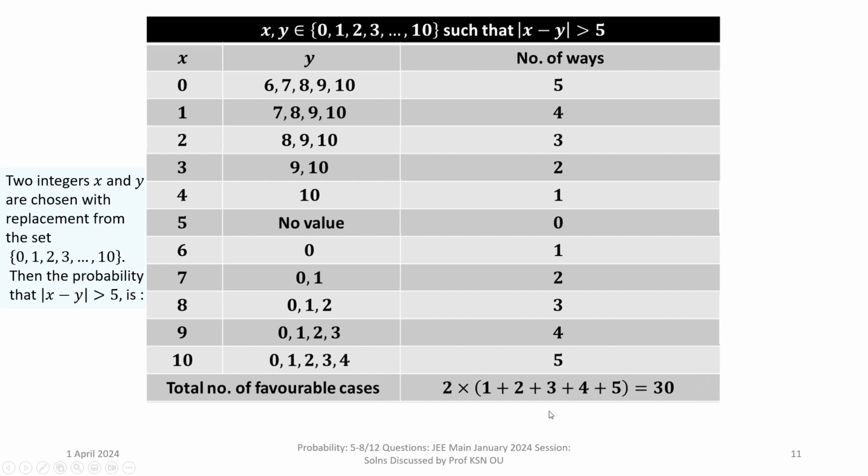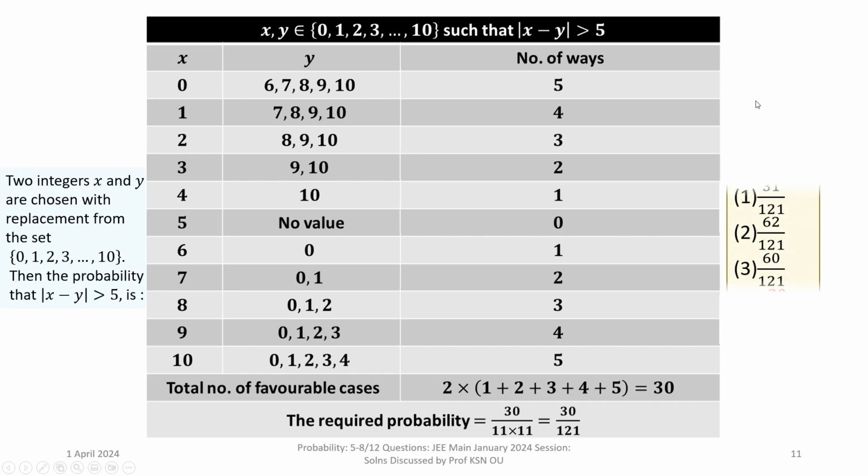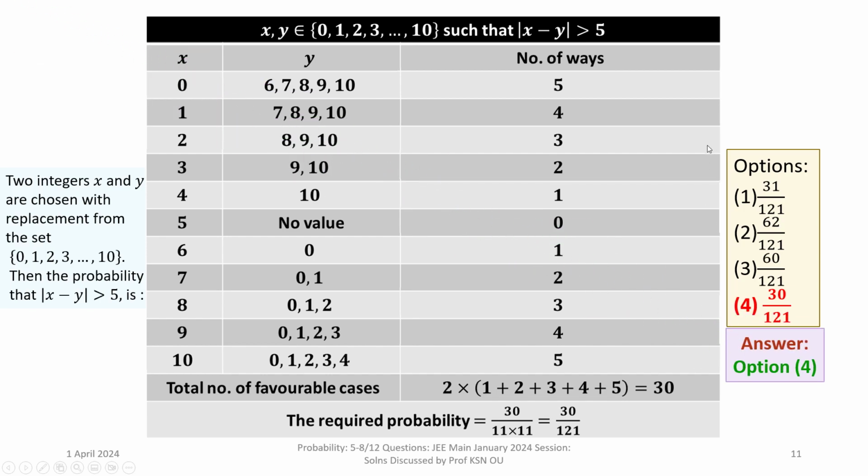These are the favorable cases. And the probability is 30, number of favorable cases, by the total number of cases, that is 11 into 11, that is 121. 30 by 121. Let's look at our options. Our answer 30 by 121 appears against option 4. Therefore, the answer to this question is option 4.